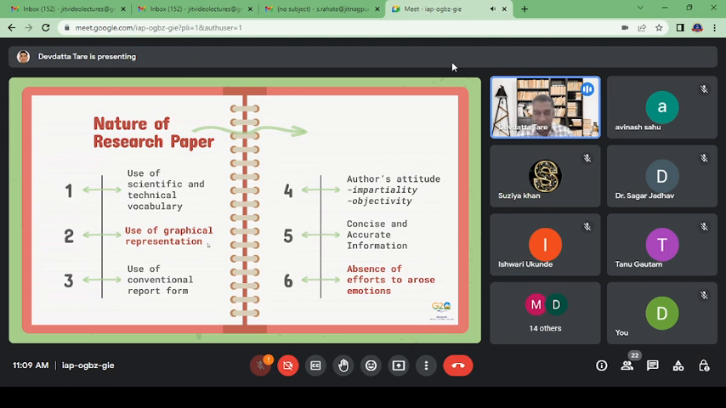I hope I am clear with this first point. Now second point, use of graphical representation. Why have I highlighted it? Because it's a part of my discussion, the second point which I have to cover, that is use of graphical representation. So I will cover it here in brief, and then in detail when I go with my presentation we will discuss. So graphical representation, why it is important, or why it should be part of your research paper.